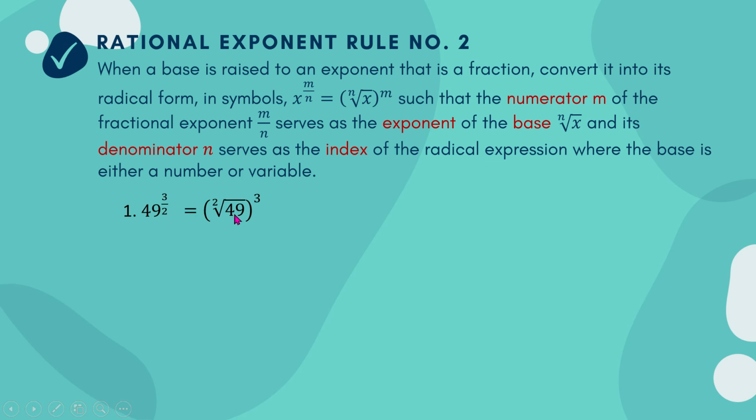Then ang sud sa radical symbol is the base 49. Then obviously ang numerator nga 3 mao ang exponent gawas sa parentheses. Next, we will try to resolve ang naasud sa parentheses. We read that one as square root of 49.